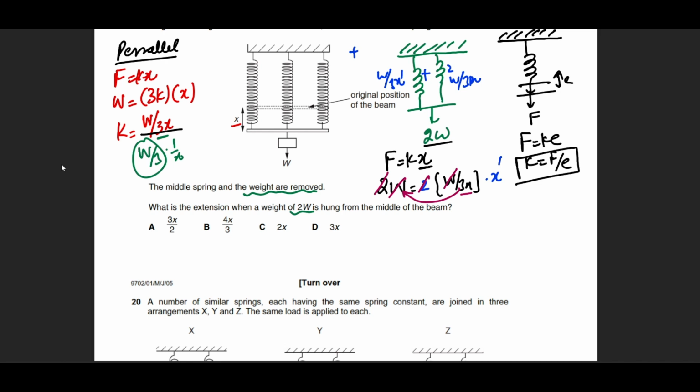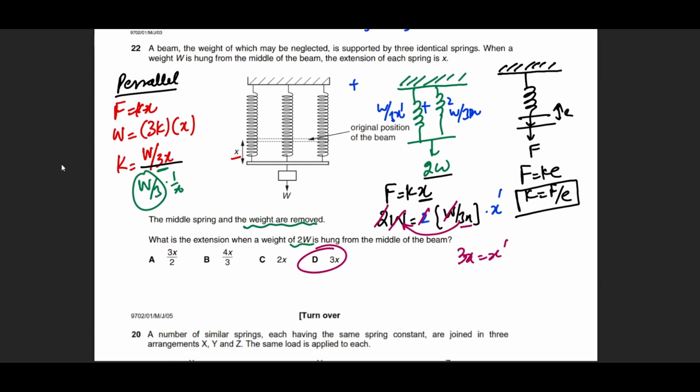Let's take it over there. This becomes 3X equals X dash. So the answer is going to be 3X. The extension will be 3 times. So always make a standard case and then compare it with the rest of the situation.